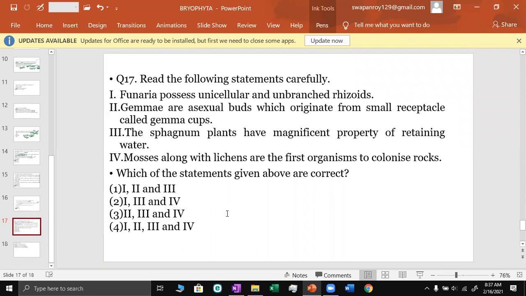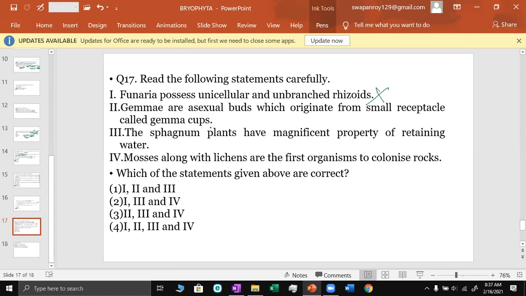Option 3, sir. Means 2, 3, 4. Statement: Funaria possess unicellular and unbranched rhizoid. This one is wrong because Funaria are mosses. In mosses, the rhizoids are multicellular and branched.